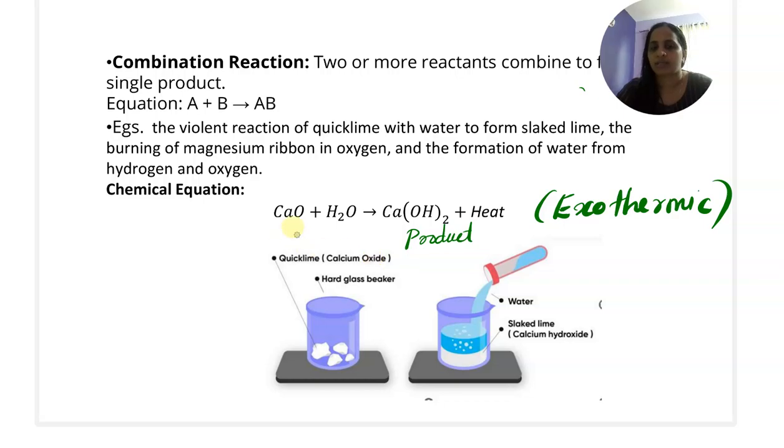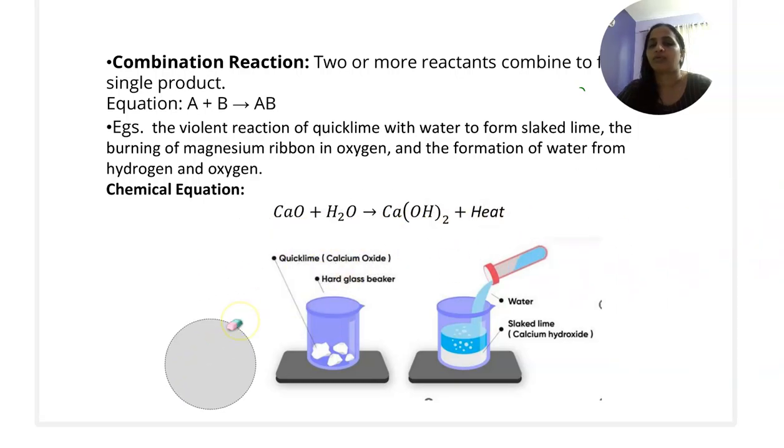Calcium oxide's other name is quicklime. Calcium hydroxide is slaked lime. In many exams they ask: by heating of quicklime, write the products and which type of reaction. So you must identify that quicklime means calcium oxide. Not by heating, but by adding water to quicklime, you will get calcium hydroxide. That is slaked lime. Okay, clear?